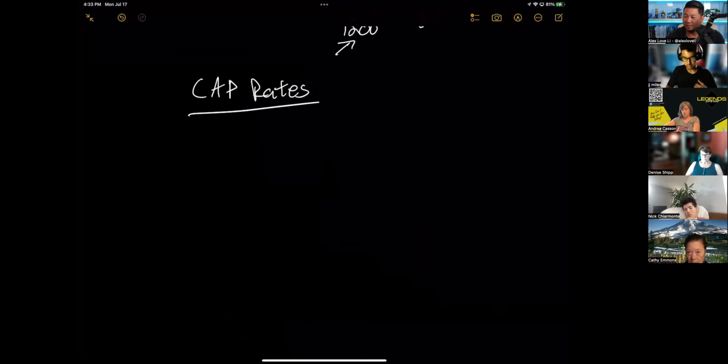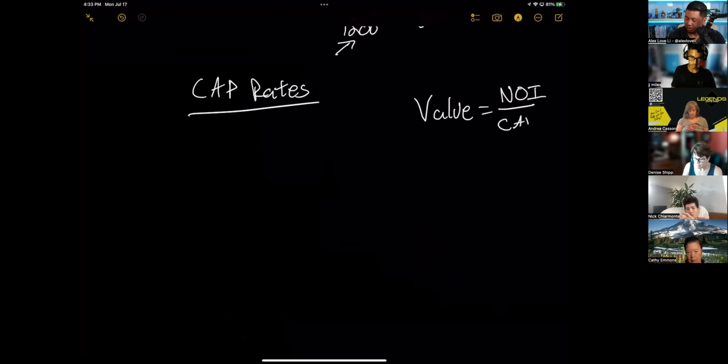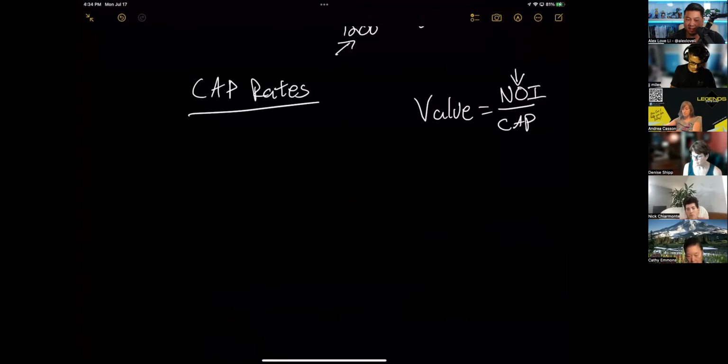So this is the formula I want everybody to just remember. Value equals NOI divided by cap rate. Once again, this is in the equation. The most important number to know in anything is NOI. What is NOI again? Who knows? We've said it. Yeah. Everything except the debt. We need more specific than that. Something minus something else.